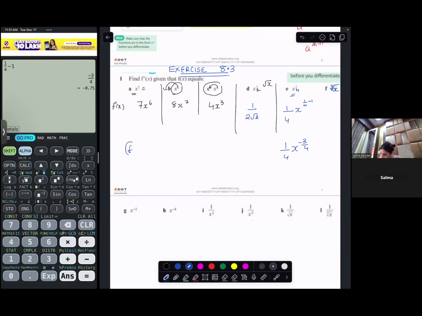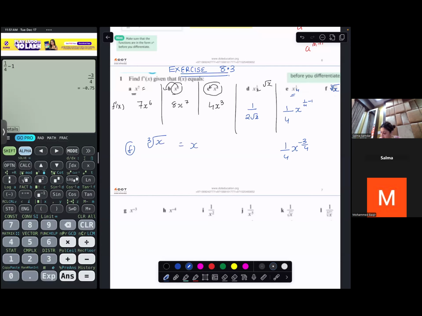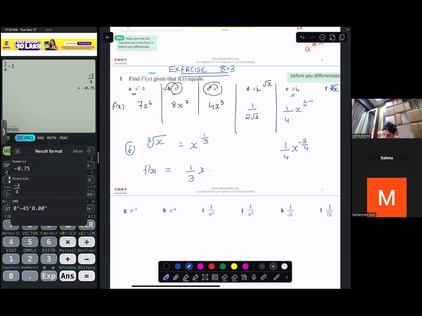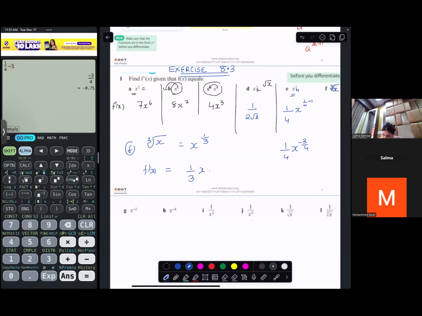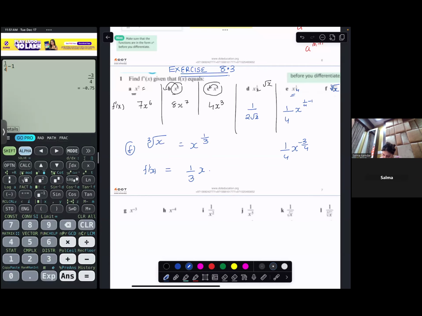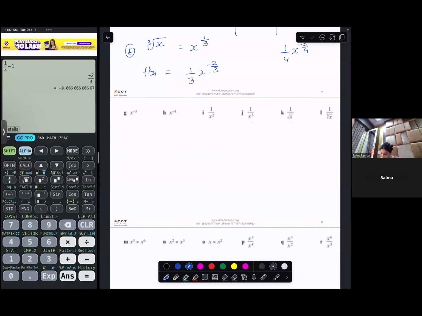The next one is the cube root of x. So it's going to be x raised to 1 by 3. So the derivative, that is f'(x), will be 1 by 3 x raised to 1 by 3 minus 1. So x raised to minus 2 by 3. So this is the derivative.